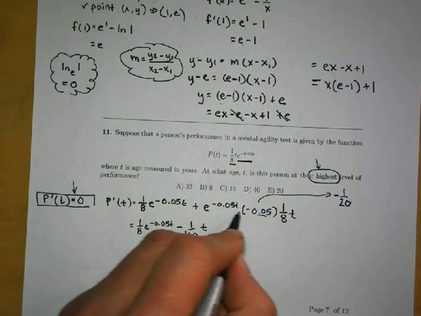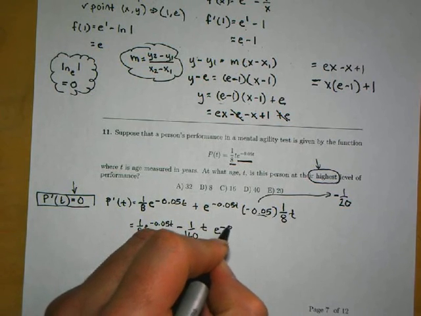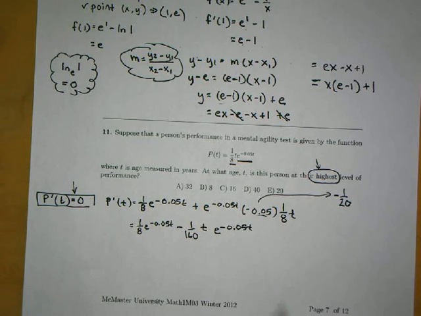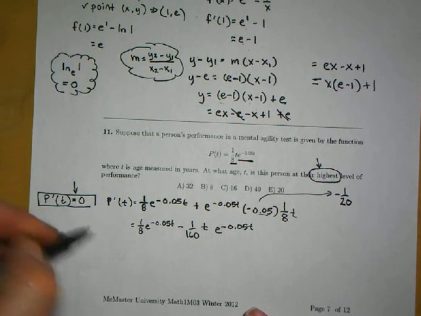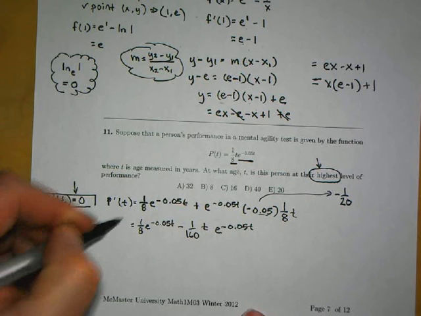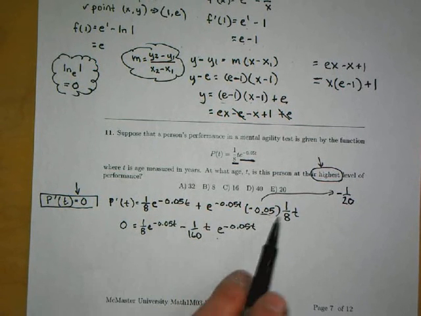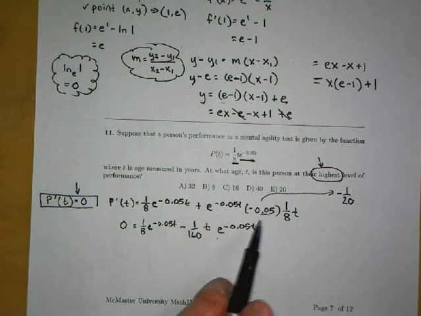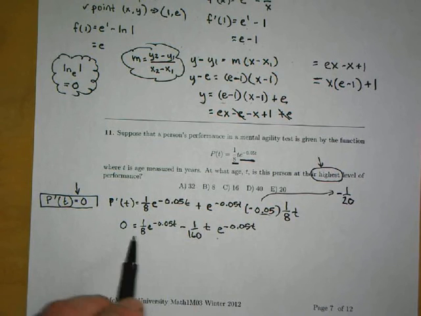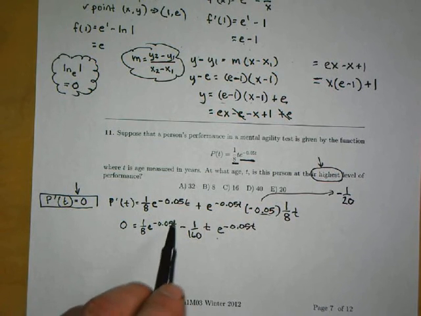times e to the negative 0.05t. All right, now we want to know when is this going to equal 0. So I'm just going to stick a 0 here. Okay, I want to know when is this going to equal 0. So time to get at it. So I'm going to factor out a 1/8. 1/8 can be factored out of each one. In fact, you could have seen that from here. Notice that 1/8 is common to both terms. I'm going to factor out 1/8 and e to the negative 0.05t, which is also common.